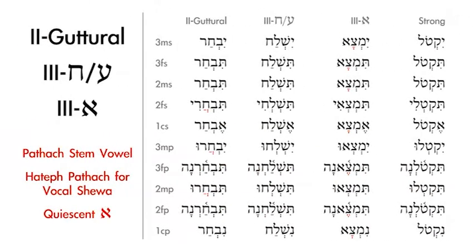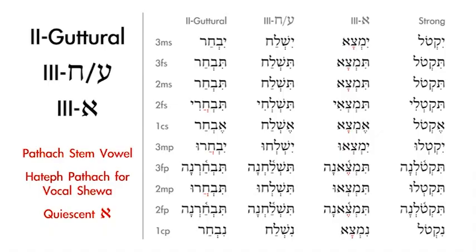Let's now turn our attention to two guttural verbs, third chet ayin verbs, and third aleph verbs. With these verbs, you're going to get either a patach stem vowel, a hatef patach for vocal schwa, or a quiescent aleph. Now, patach stem vowel. You know that gutturals prefer A-class vowels. That's one of the three rules or patterns for gutturals. They don't take a dagesh forte or lene, they can't take a vocal schwa, and they prefer A-class vowels. Because of that, if you have a guttural in second or third root position, the regular O-class stem vowel can change to an A-class stem vowel. In that case, it will look something like a stative verb.